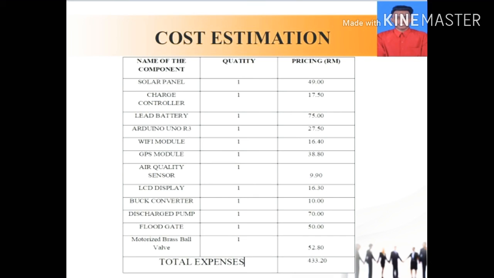Next, we move to cost estimation. It is done based on the survey we have done on material and product that we are going to use for our project. We have done a survey at shops in Pasir Puteh, Ipoh and also online shopping, for example Shopee and Lazada. We have a total of 12 main components. Thus, the total expense is RM433.20. It might be more or less.